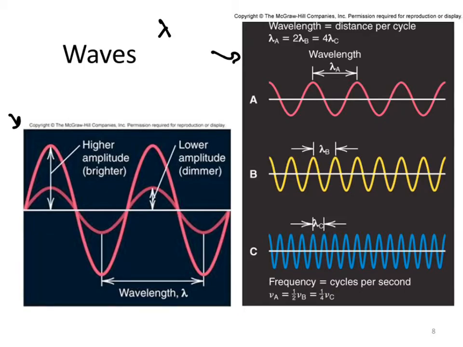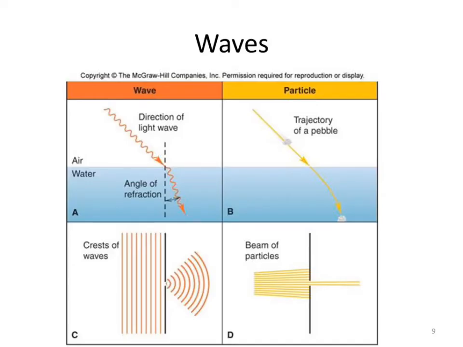Then we've got this other symbol, this nu, which means frequency, and that's how many cycles we go per second. So wavelength is the distance per cycle, and frequency is the cycles per second. Now, when we start talking about all of this stuff, we're going to start understanding that some things are going to behave like a wave, some things are going to behave like a particle, and some things are going to behave like a wave and a particle at the same time.